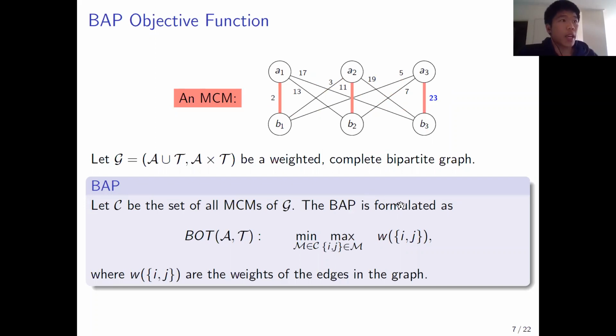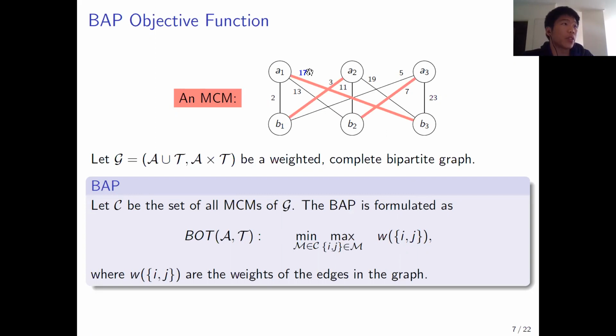Now, the BAP is formulated as follows. It is the MCM that minimizes the maximum weight in the MCM. So it is the particular MCM that has the smallest weight highlighted in blue, right? If I were to check all possible MCMs, 23 is the largest, 19 is the largest, 23. The smallest blue cost is 17 because it's smaller than 23 and 19. And so this MCM would be a solution to the bottleneck assignment problem.